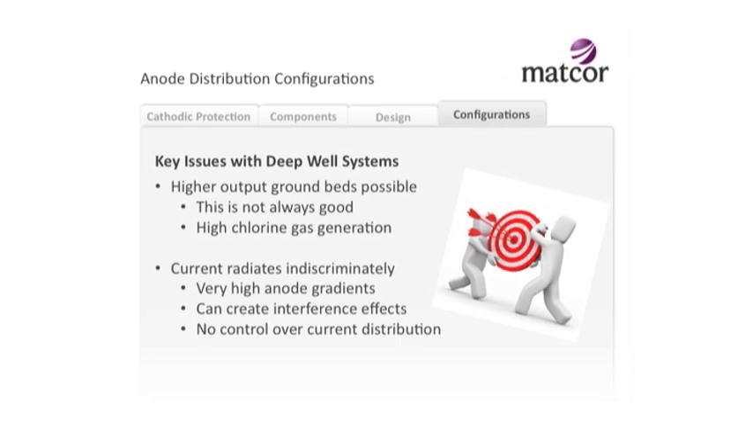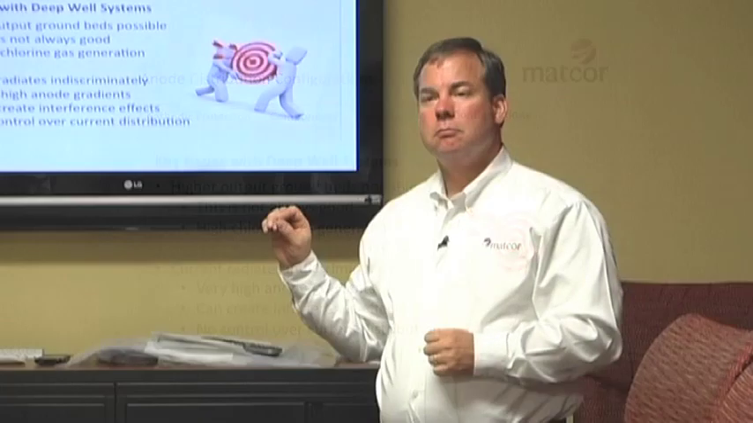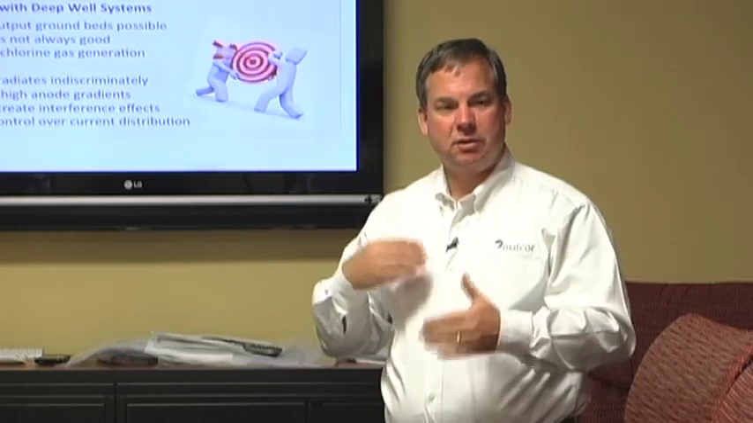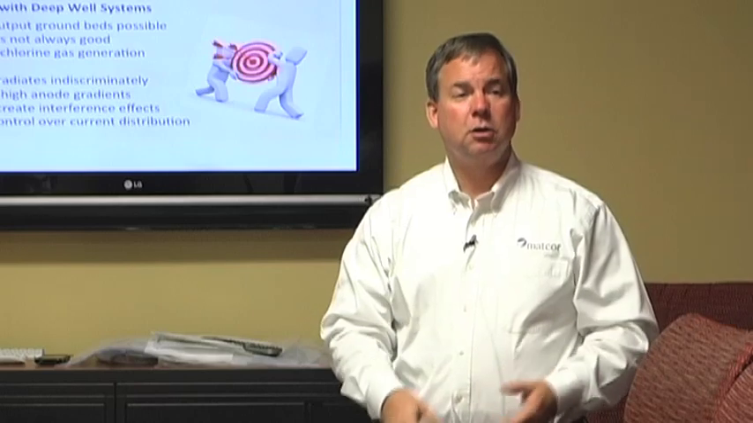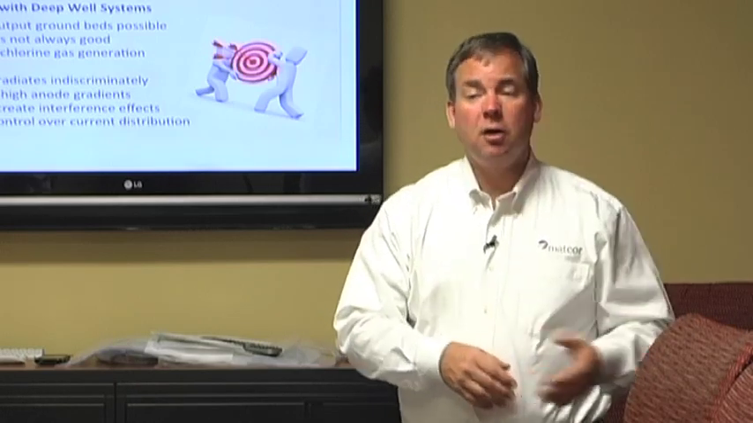Key issues with deep anode systems: you can get a lot of output out of them. They're high output systems. Okay? That's not always good. There are some issues with high output anode systems. So it has to be designed properly. You have to use the right materials. You have to use the right construction techniques. You have to put it in the right place.